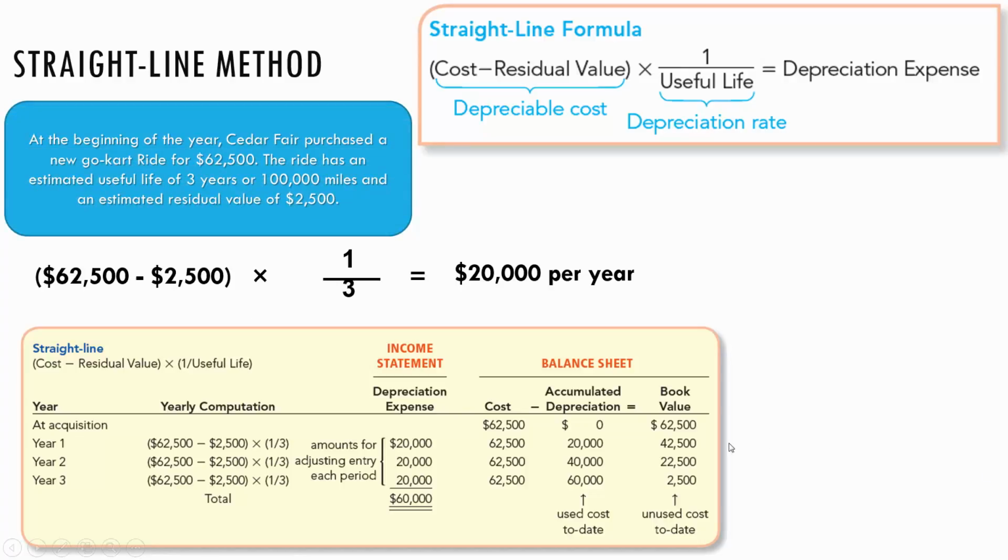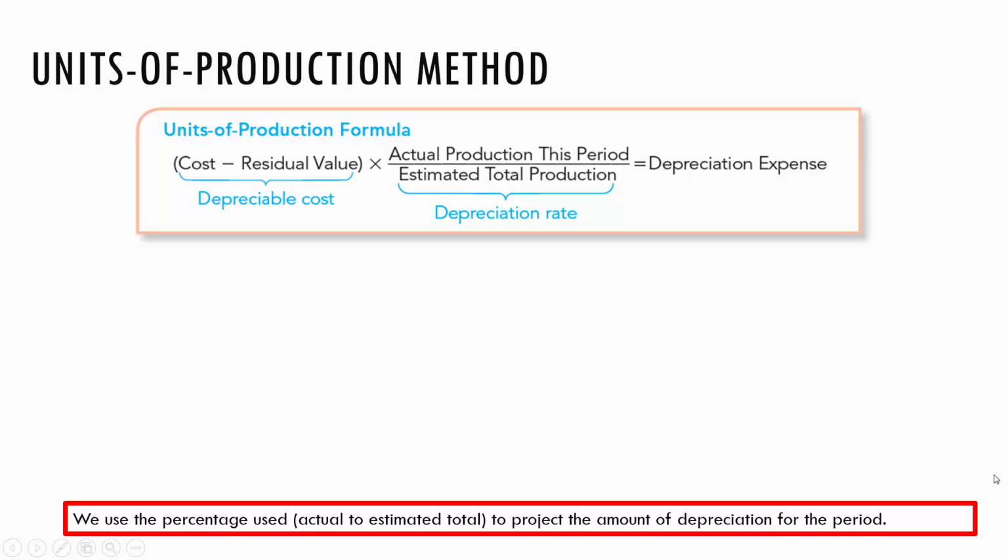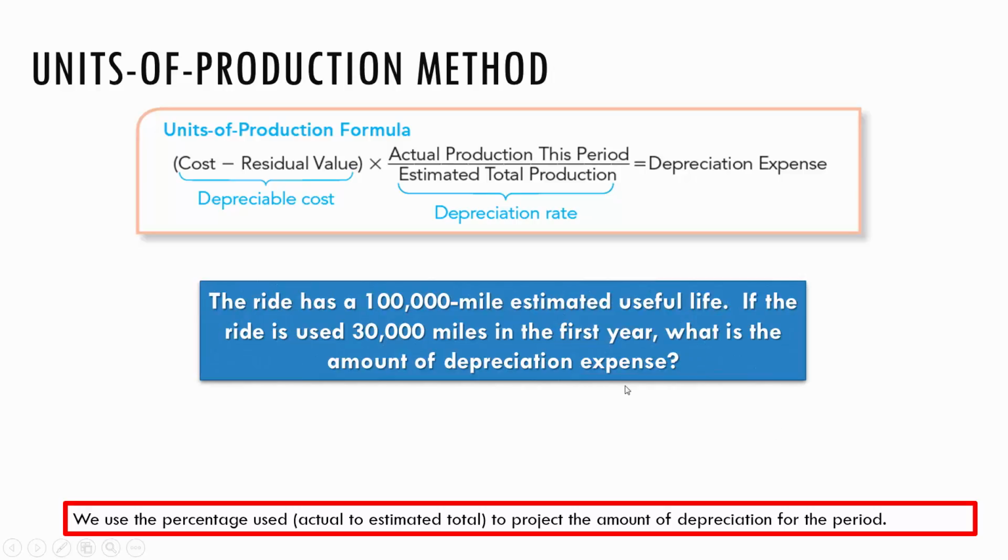Now, in addition to taking this method, which is straight line, where we divide the 62,500 minus the residual or salvage by 3, we could have also based it on the miles driven. And that's the second one here, units of production. I don't quite understand why they're talking about a ride, which is a carnival type ride, and about miles. I would tend to think of this probably being done as hours operated, or maybe units of electricity used by the machine or something.